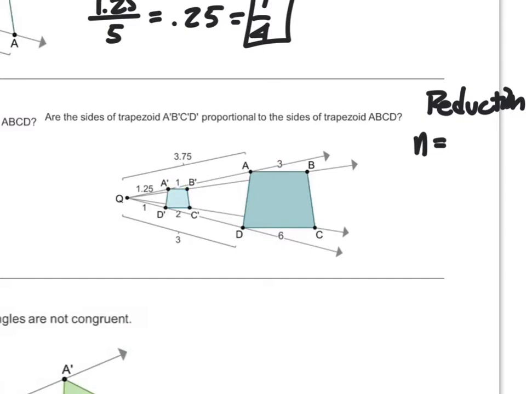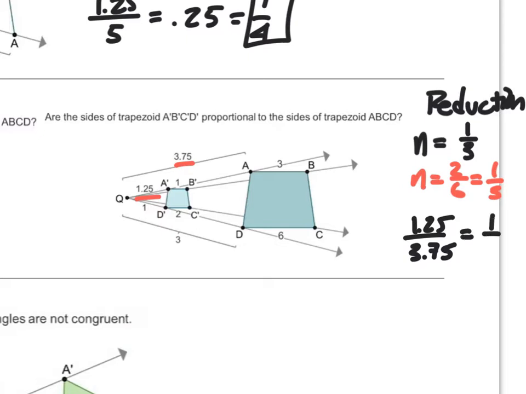One thing I know is that 1/3 is 1 divided by 3. Let's do the same thing over here. Let's take this segment, D prime C prime, and compare it to DC. That value n would be 2/6, and if I simplify it, it gives me 1/3. That's my value for n. The other thing I could do is take these numbers 3.75 and 1.25, the distances from A to q and from A prime to q. If I take 1.25 and divide it by 3.75, that would also give me 1/3.